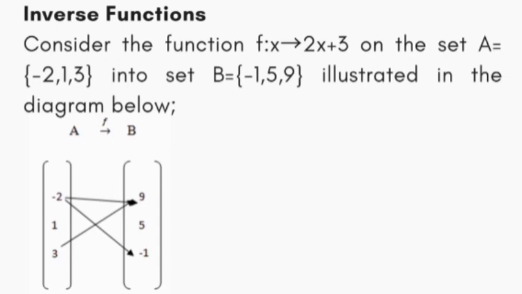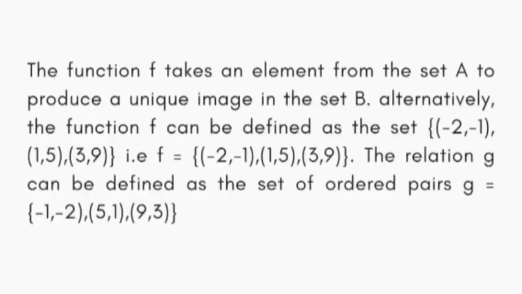The function f takes an element from the set A to produce a unique image in the set B. Alternatively, the function f can be defined as the set of ordered pairs (-2, -1), (1, 5), and (3, 9). That is, function f is equal to (-2, -1), (1, 5), and (3, 9).